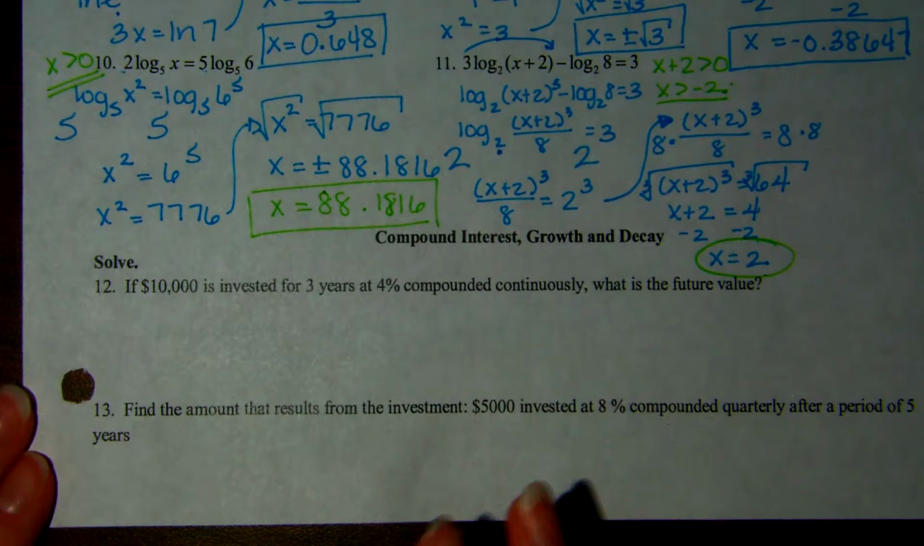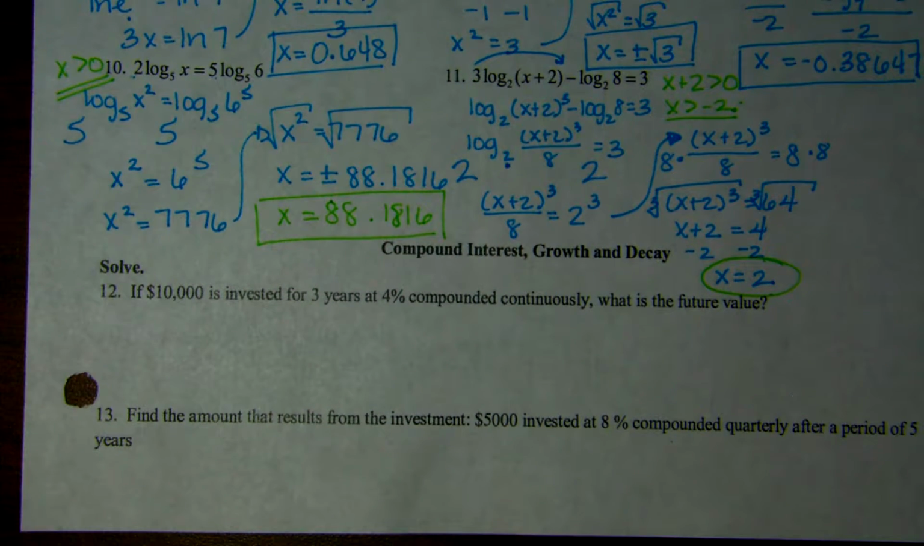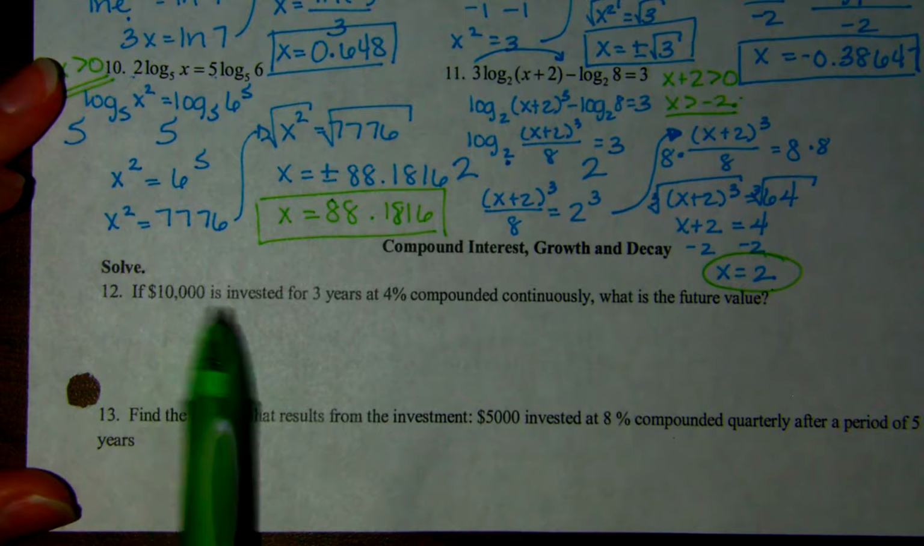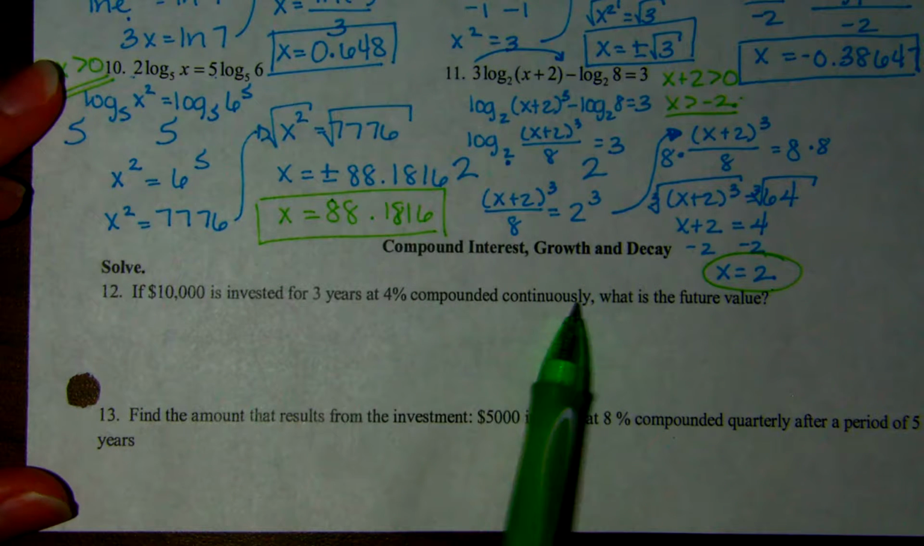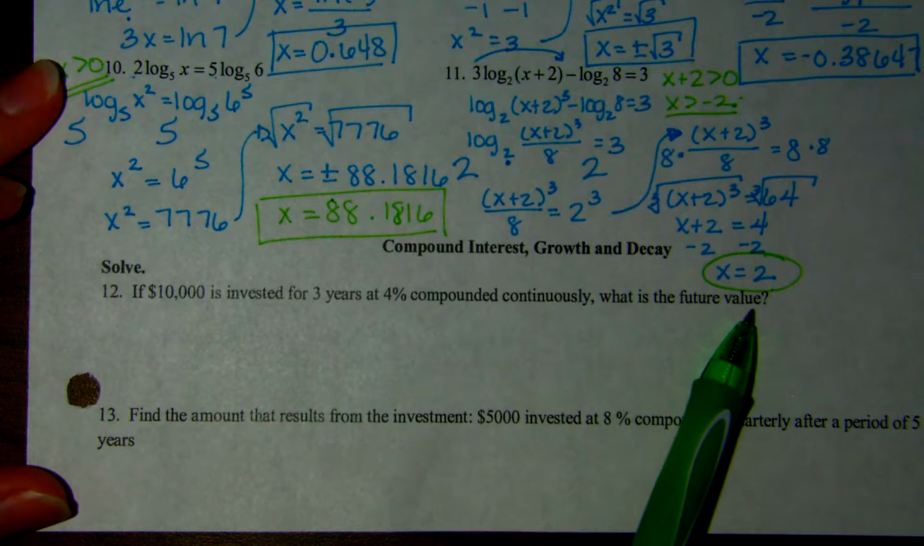All right, guys. Now we're in the applications problems, which is what we've been doing for the last couple of weeks. Number 12 says if $10,000 is invested for 3 years at 4% compounded continuously, what is the future value?